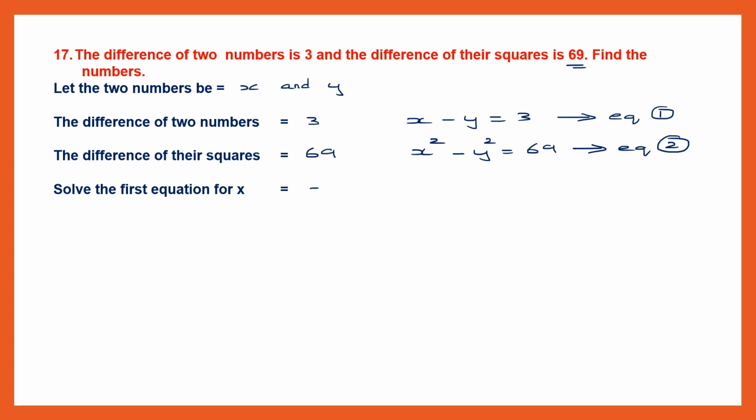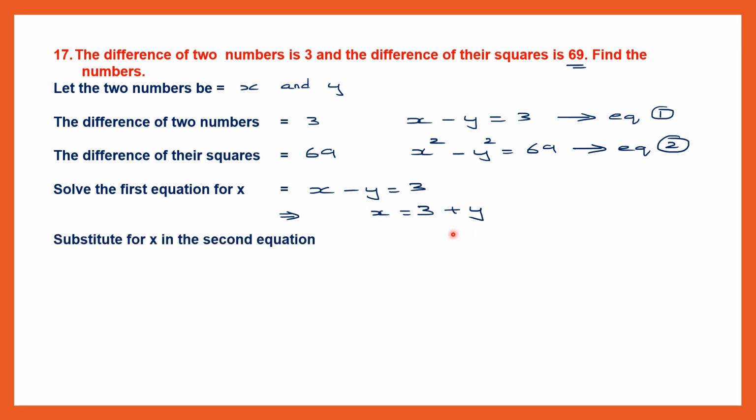That is x minus y is equal to 3. We are going to find the value of x. So x is equal to 3 plus y, because we are moving the minus y to the other side and it becomes plus y. So this is the value of x. We took the first equation and solved for x. X is 3 plus y.